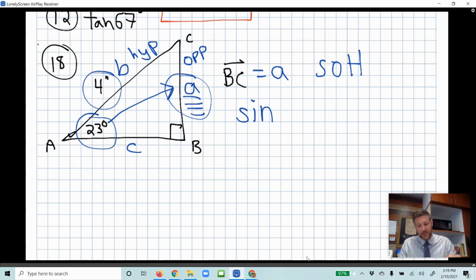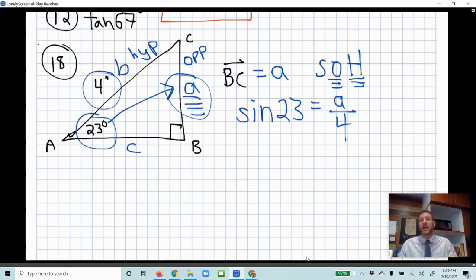And so the way we set this up is we write sine. What goes always next to sine? It's not the side lengths, it's the degrees. So sine of 23 degrees is equal to, and then on the other side is always a fraction or a ratio of the sides. And since sine is opposite over hypotenuse, I'm going to do A over 4. Okay, so you can see what I plugged in there. I've got the sine with the degrees, and then I've got it equal to the right ratio, which in this case is A over 4.